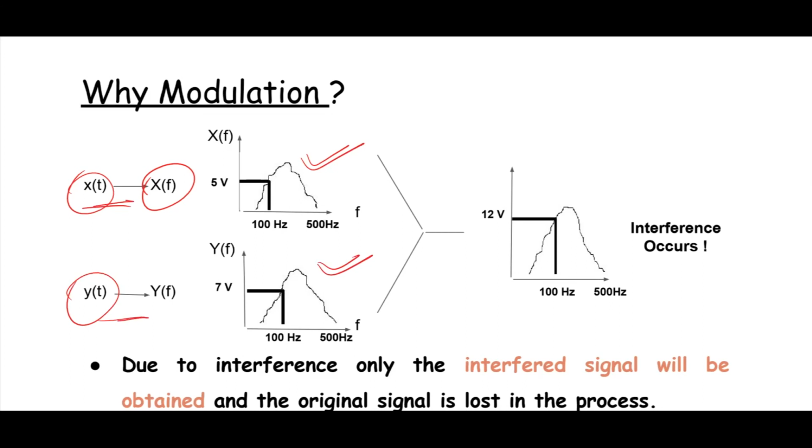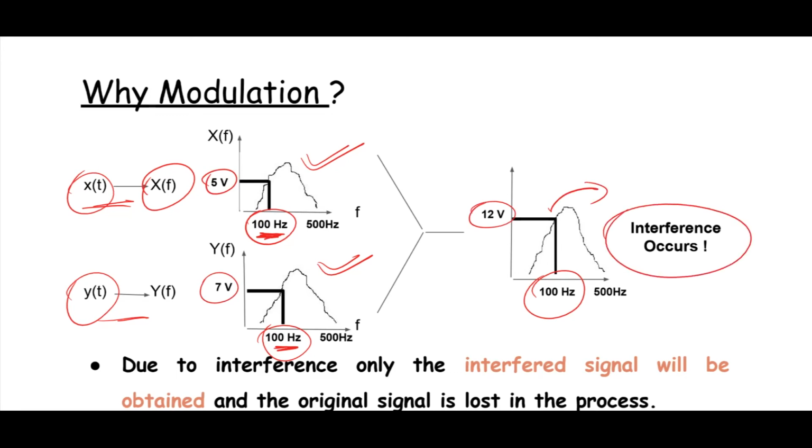You can see they are being transmitted over the same frequency, meaning the carrier frequency is common, 100 hertz and 100 hertz. So ultimately, because the center frequency is the same, they will get mixed up. The actual information we have is 5 volts here and 7 volts here, so it will get added up and the information content will get changed. This is nothing but interference.